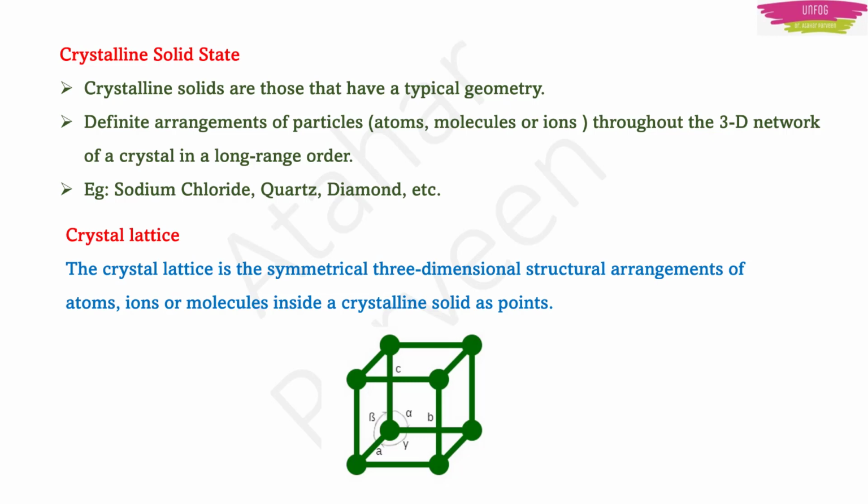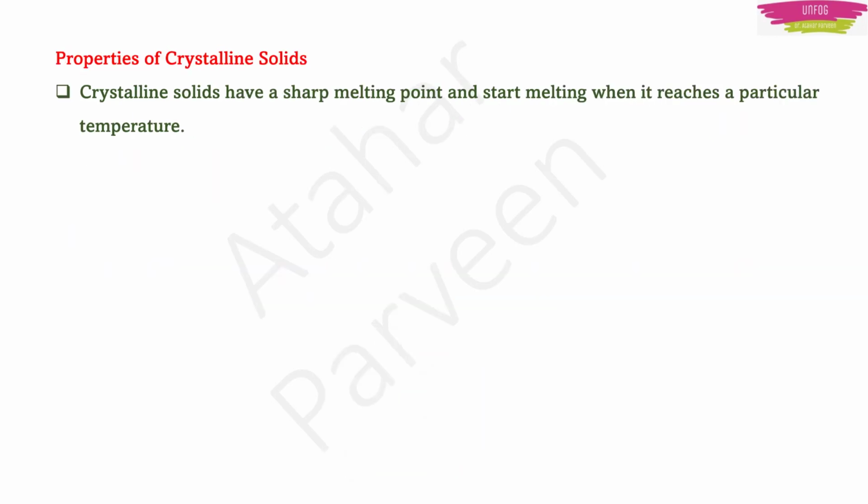Okay. So, you are clear with the parameters of this cube, right? Alpha, beta, gamma and A, B, C. Okay. So, we will discuss about this in the later part of this class. Okay. Now, we will stop discussing crystal lattice here and we will discuss other things like properties of crystalline solids. So, crystalline solids are having sharp melting point and they start melting when one particular temperature is reached. Okay.